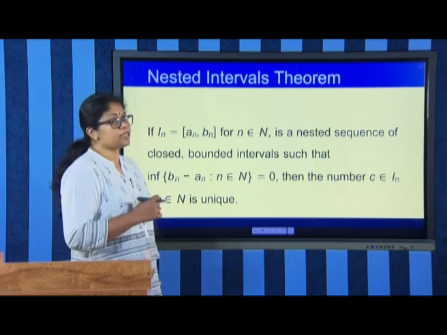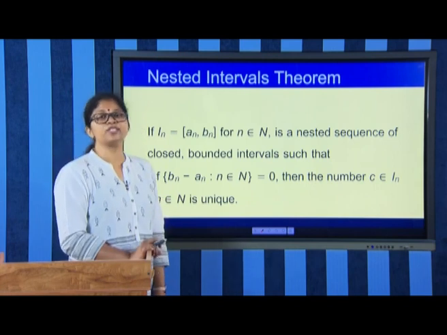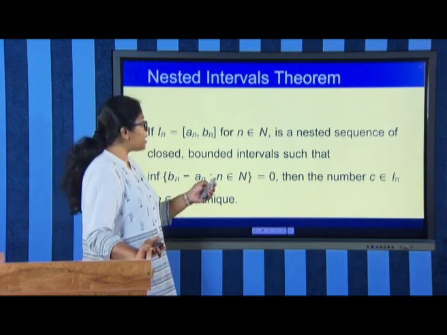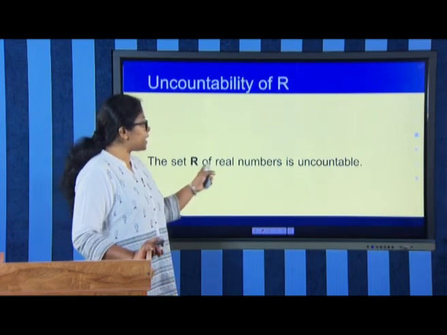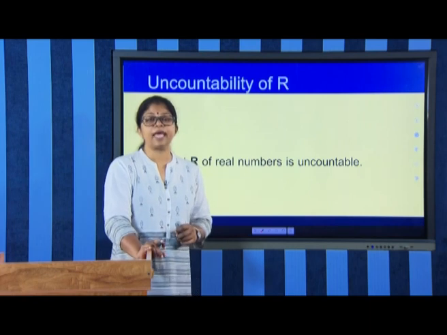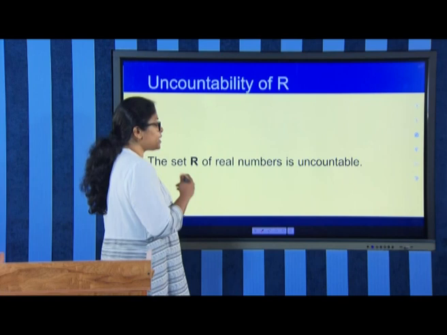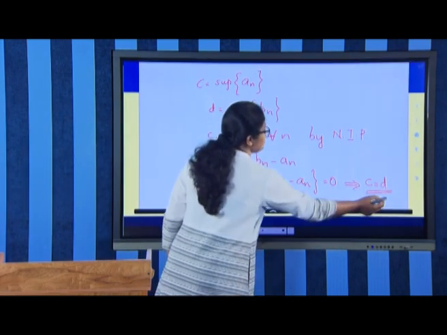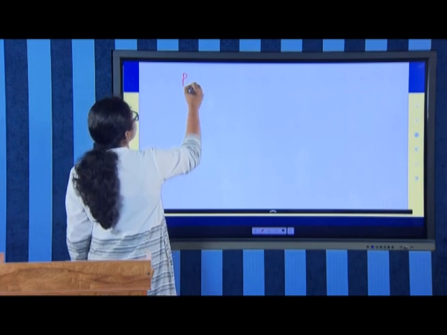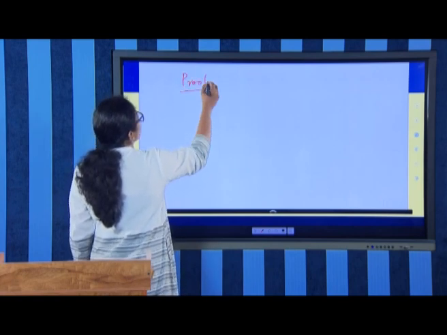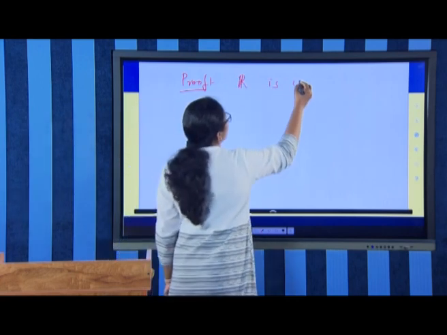A similar result can be used to show that the set of all real numbers is uncountable. The set of all real numbers is uncountable can be proved using the nested interval property. Let us see how we can do this. We have to show that the set of all real numbers is uncountable.